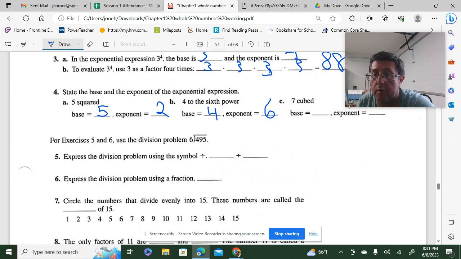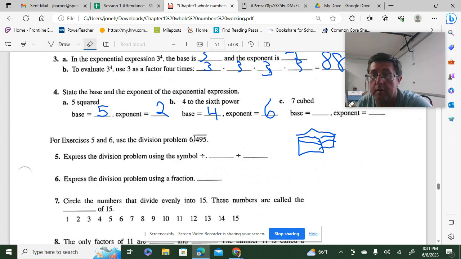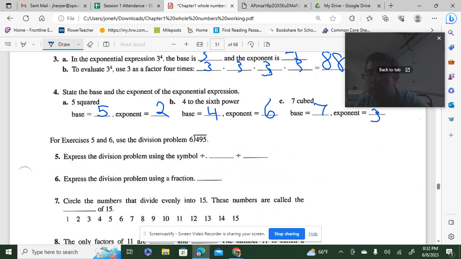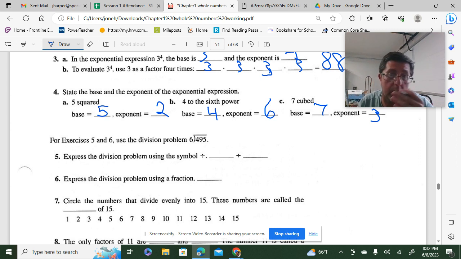Okay, number 7, cubed. Well, cubed is like drawing a cube. You have a 3-dimensional shape, so you're multiplying this by this, but you're also multiplying it by that to make it a cube. Okay, so for 7 cubed, 7 would be the base, and 3 would be the exponent. So, hopefully that makes sense.